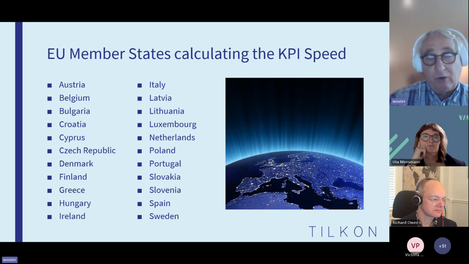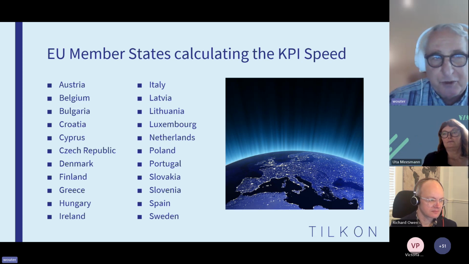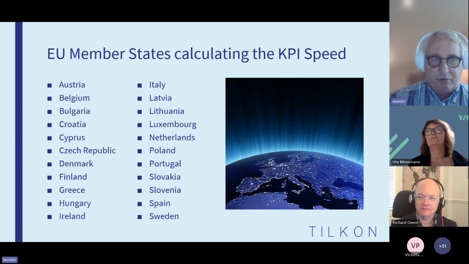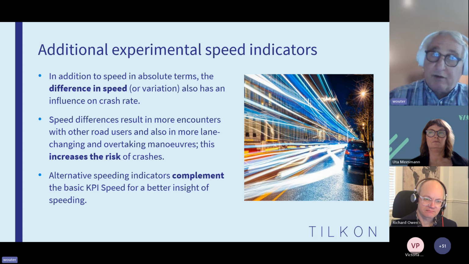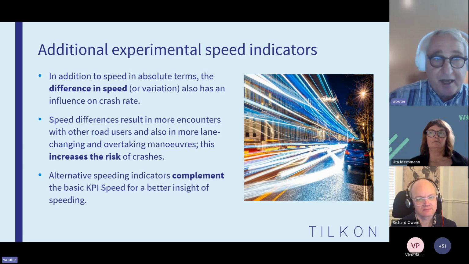And here you see, for instance, all the EU member states which are calculating the KPI speed in general for several types of road type, but there are some countries which don't have motorways, and of course then there is no KPI on the motorways, or others who have actually split up the rural roads into different types of rural roads. And then what is interesting, one of the experimental speed indicators actually is about speed variation.